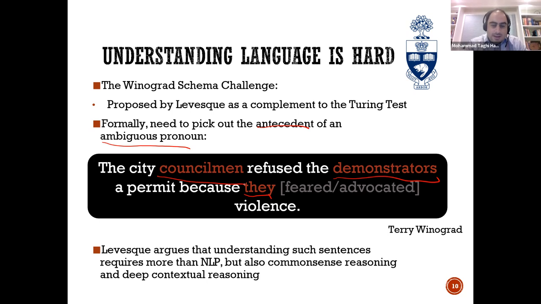This is not a trivial thing, and Levesque argues that understanding these sentences requires more than NLP. It needs some common sense reasoning and deep contextual understanding of the text, such that we can see whether they refers to demonstrators or councilmen, even for these simple things where you want to pick out the antecedent of an ambiguous pronoun.